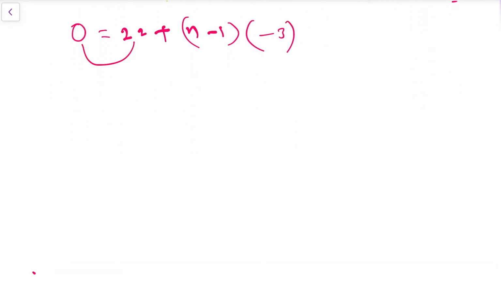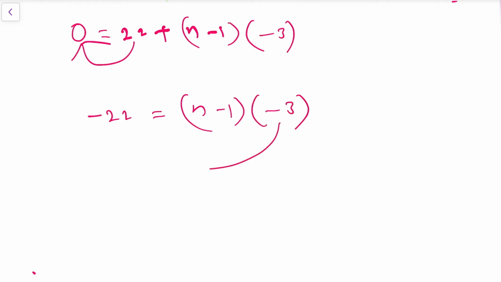This plus 22 I'll bring to the left side, then it will obviously become minus 22. Minus 22 equals n minus 1 into minus 3. Now this minus 3 also I'll take to this side, then it will become division. So minus 22 divided by minus 3 equals n minus 1.